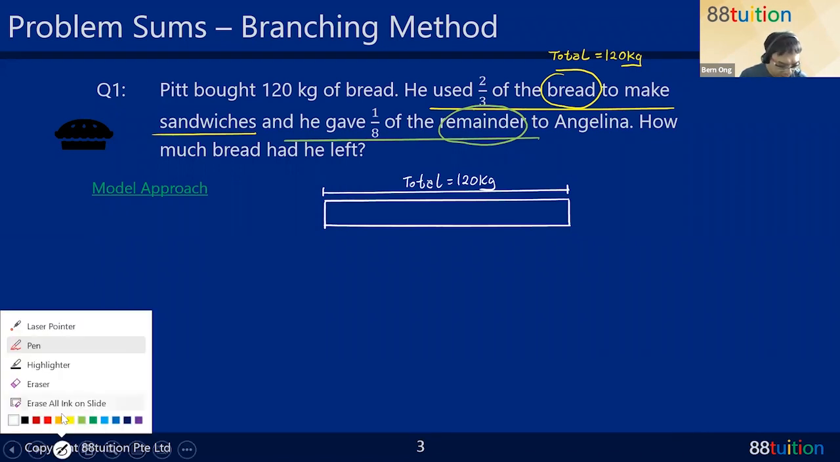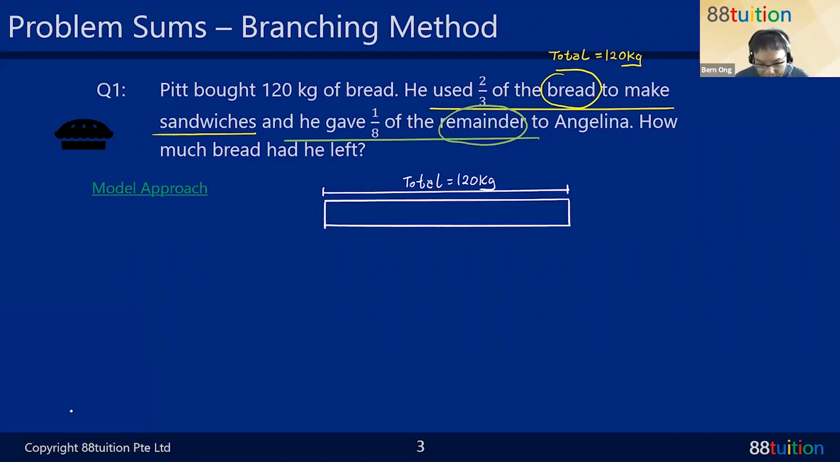So yellow color means what? All right, he used 2 out of 3. What does this 2/3 mean? This 2/3 means 2 out of 3. It means we must cut the total bread into 3. Okay, let's cut into 3. So this is like 1 unit, 2 units, 3 units.